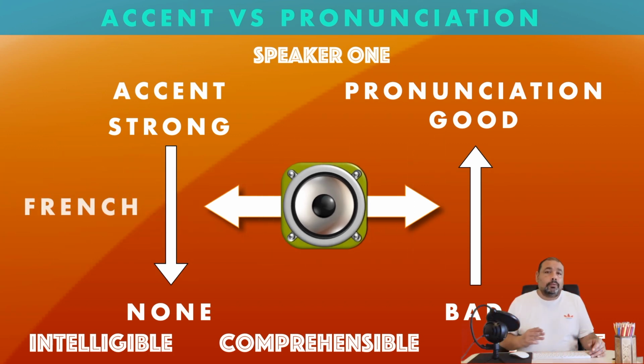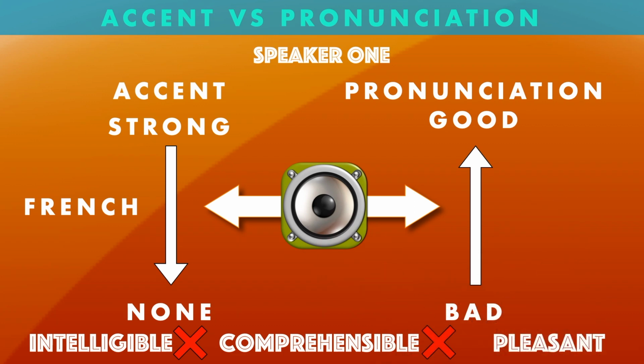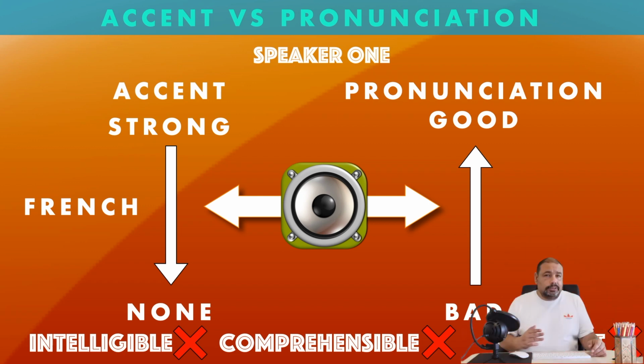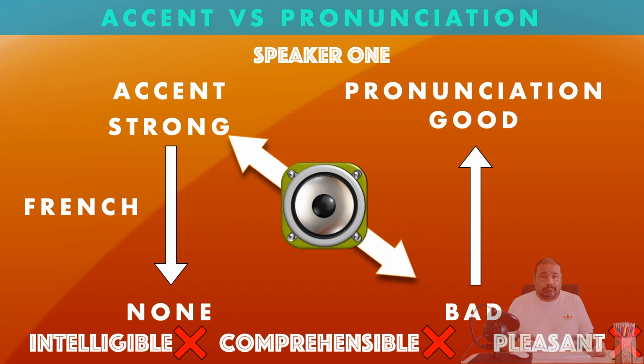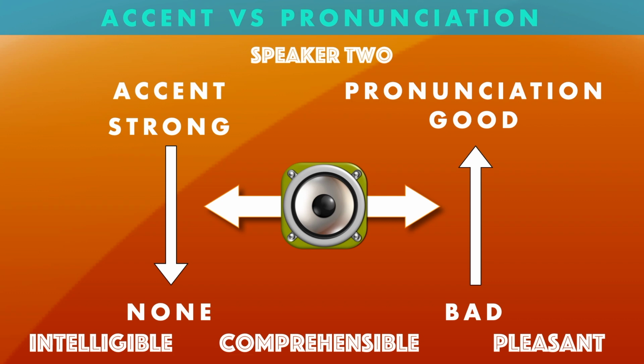Okay? Well, this is a French speaker. Now, is his pronunciation intelligible? Is it clear to be understood? Well, this one, no. Number 2, is his pronunciation comprehensible, so it makes sense? No. And number 3, is his pronunciation pleasant to hear? Well, not that much, so also no. So in this case, this speaker has a strong accent and a bad pronunciation. Okay, example number 2.